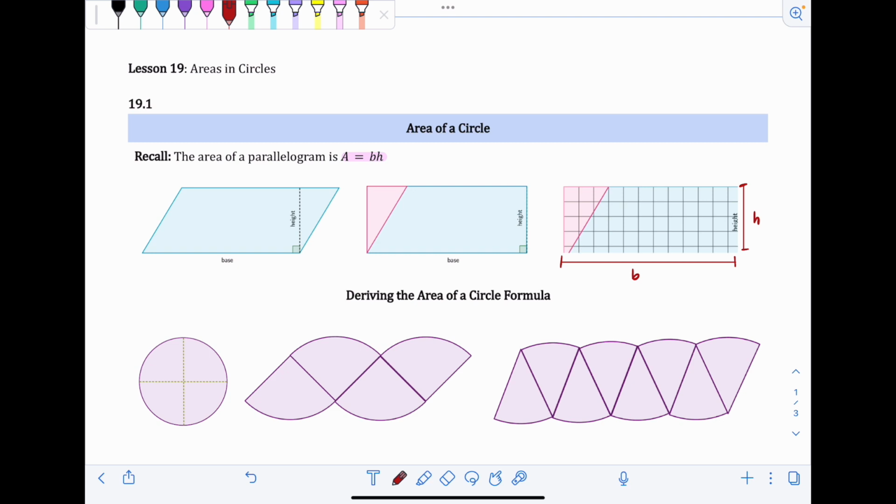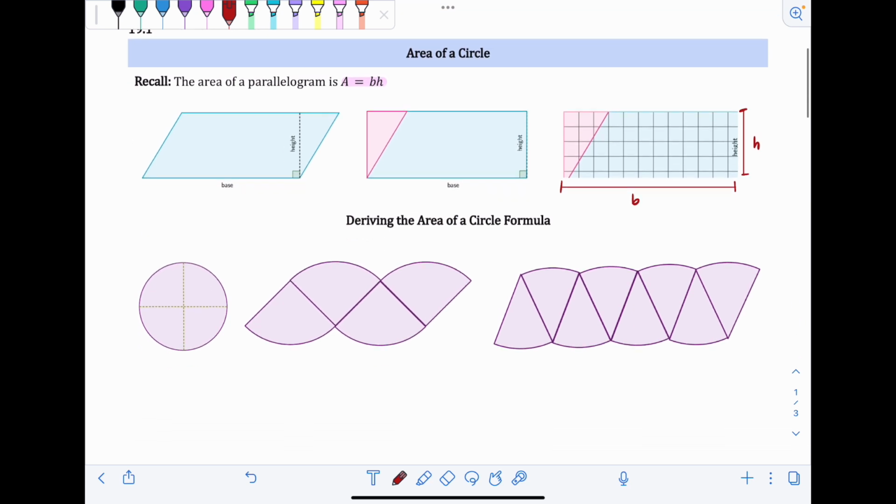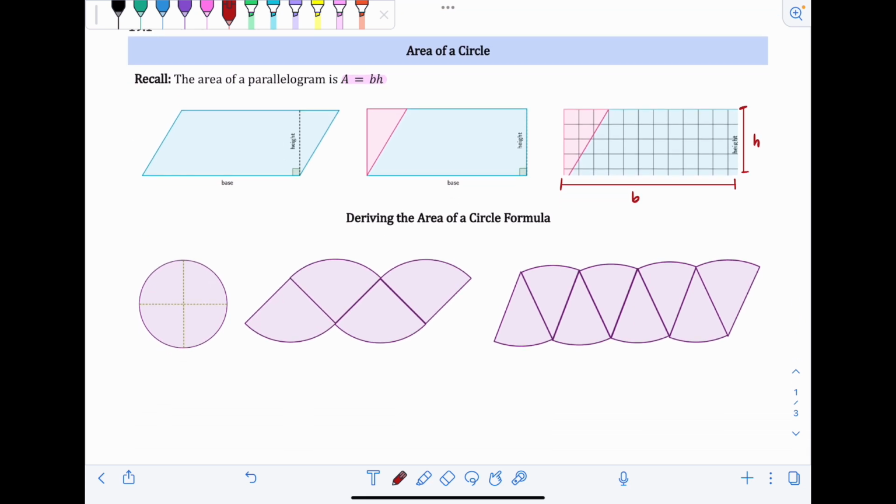But if you're thinking, okay, well, circles are not shaped like rectangles, we can rework them to be pretty close to at least a parallelogram. I know you can see the figures down here. We'll talk about how we're getting from start to finish on this circle, and then transition into finding the formula.